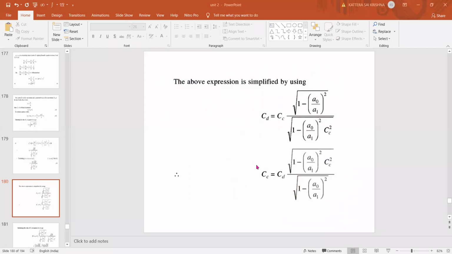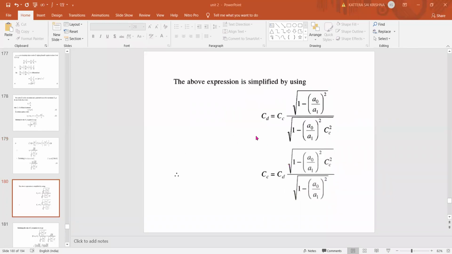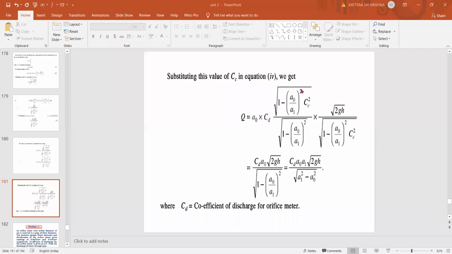Instead of CC, we need to write CC is equal to CD into under root of 1 minus A0 by A1 square. So we need to substitute in terms of CD in place of CC in the above equation. Here we need to substitute that CD value which we are getting here. If you substitute this, at last you will get the final equation: Q is equal to CD A1 A0 under root of 2GH by root of A1 square minus A0 square. So this is our final expression for finding discharge.